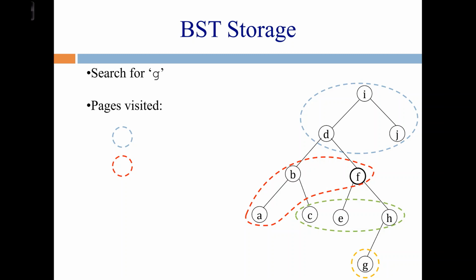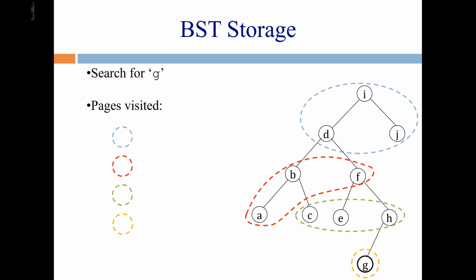Notice, though, we just pulled in the entire red page, including A and B, even though A and B are clearly not going to be involved in this search, because we're going to go to the right next. So we go to the right and we pull in the green page, and then we go to the left and we pull in the yellow page.